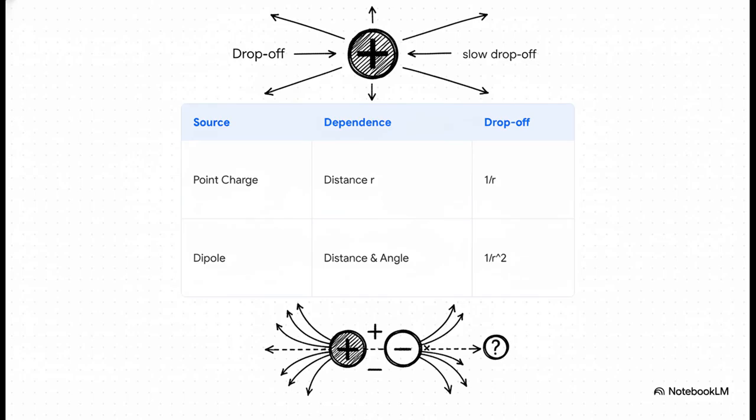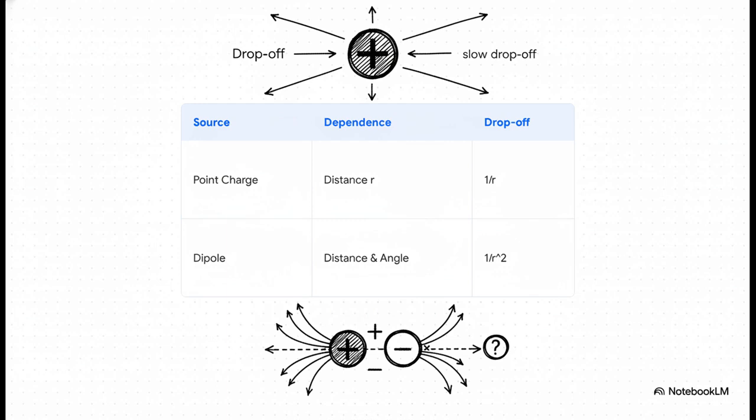But what happens if our source isn't just a single isolated charge? Let's contrast a point charge with an electric dipole, which is just a positive and a negative charge sitting a tiny distance apart from each other. While a point charge's potential only depends on your distance from it and drops off relatively slowly, a dipole behaves entirely differently. Because those positive and negative charges sort of cancel each other out when you look at them from a distance, the dipole's potential falls off much faster, at a rate of 1 over r squared.